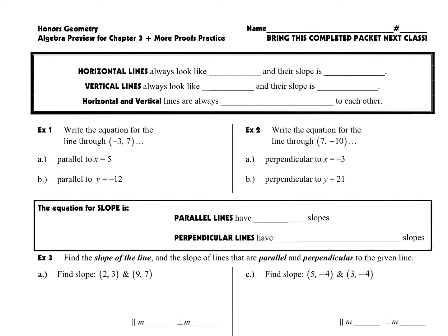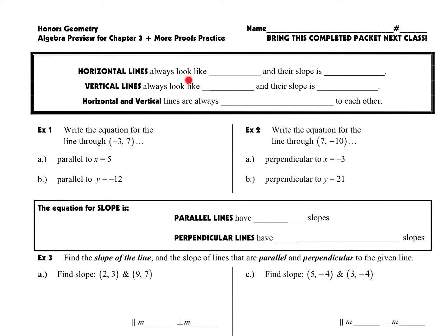In this video, we are going to review some equations of lines and slope and just some algebra skills that we're going to need when we get into chapter 3. So let's start up here on the top looking at some horizontal and vertical lines. These are really critical lines for you to understand because they will often make the problems easier than you might initially expect. So let's first jump into our horizontal lines.